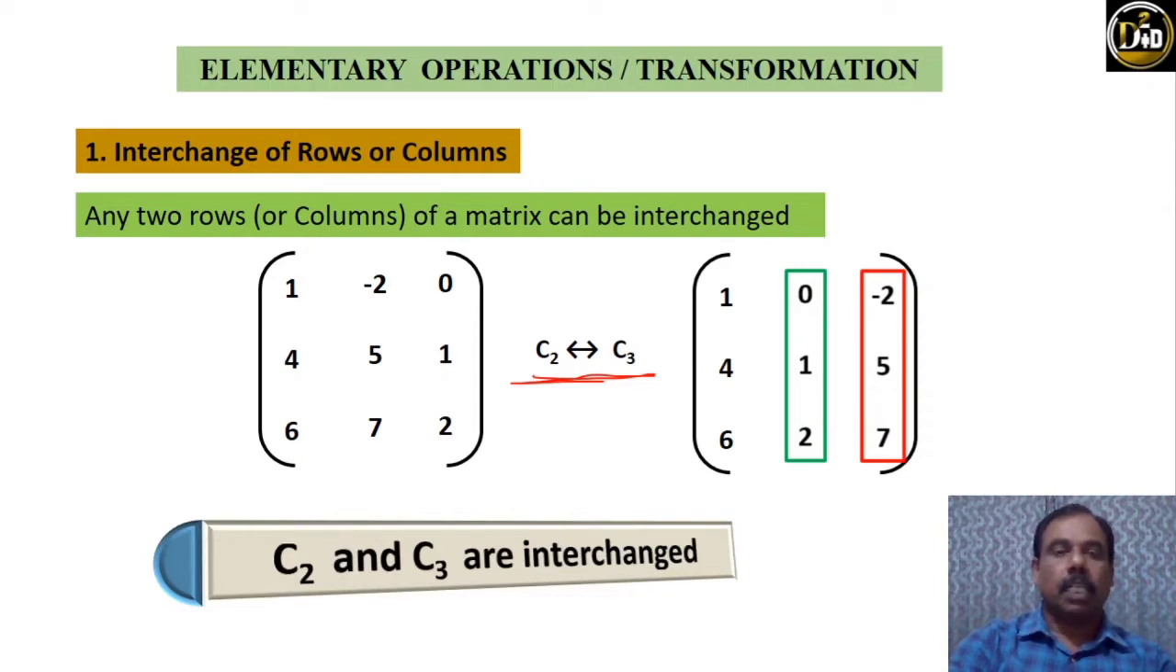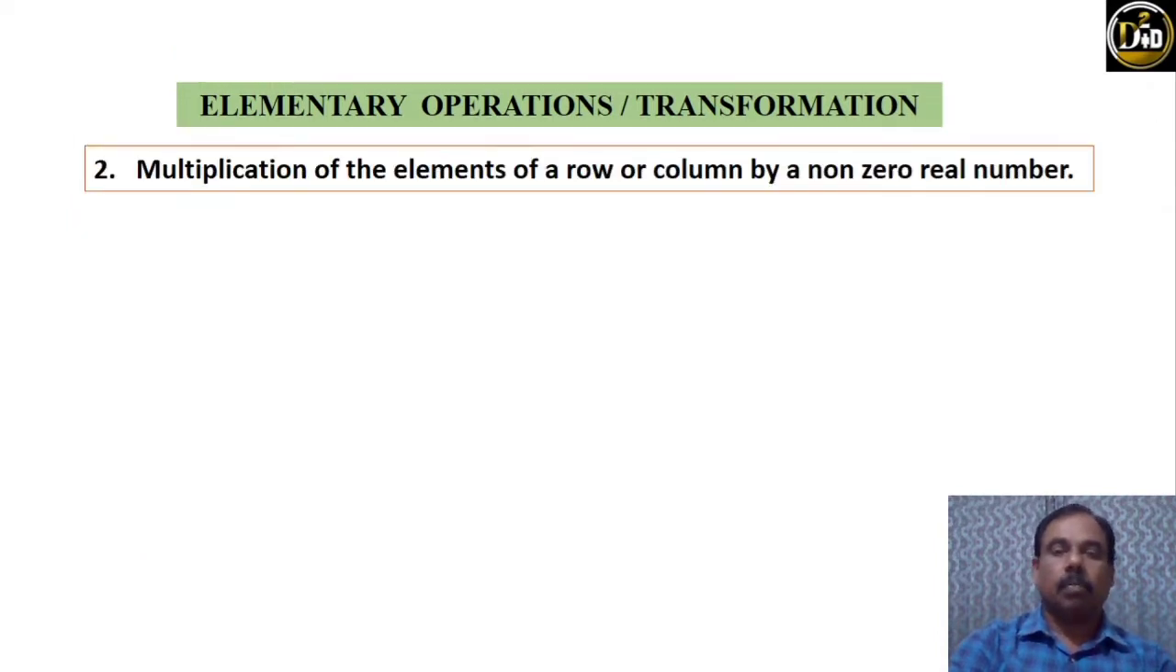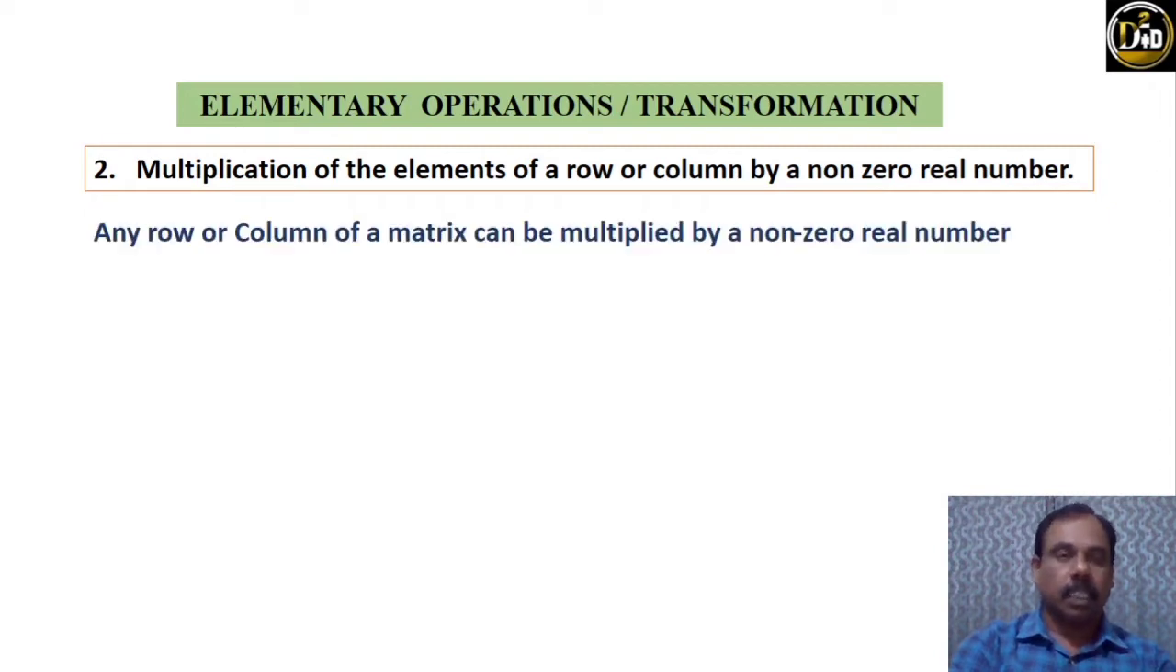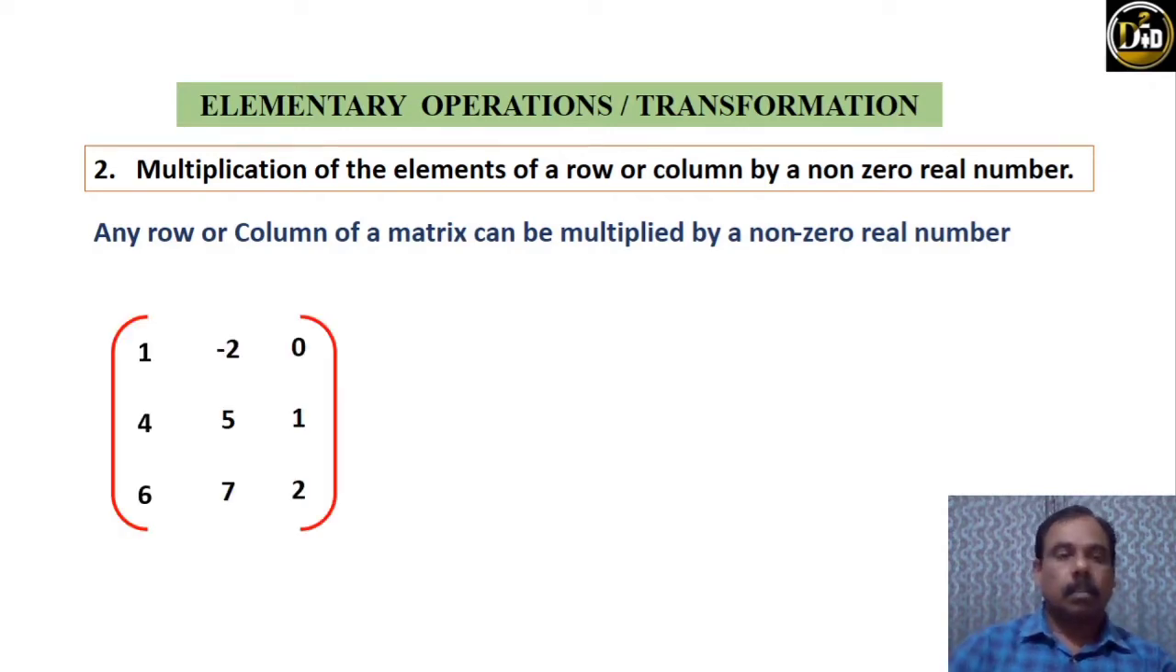We move on to the next property, multiplication of the elements of a row or column by a non-zero real number. That is, any row or column of a matrix can be multiplied by a non-zero real number. We take an example, a 3 by 3 matrix, 1 minus 2, 0, 4, 5, 1, 6, 7, 2. We consider a transformation C1 implies 2 times of C1.